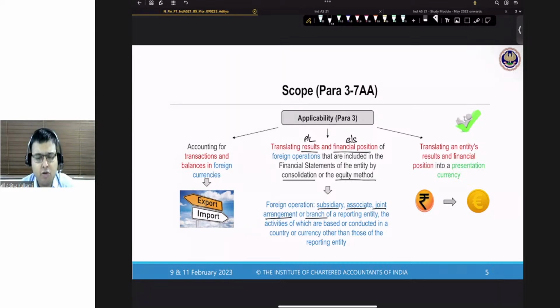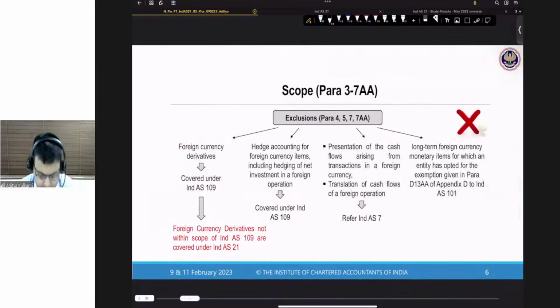I presume you know all these terms by now. Subsidiary, Ind AS 110. Associate and joint arrangements, we've done Ind AS 111, Ind AS 28. A branch of a reporting entity does not have a separate Ind AS. It is the general accounting principles that apply for head office vis-a-vis branch accounting. Of which these are based or conducted in a country or currency other than those of the reporting entity. And finally, translating an entity's results and financial position into a presentation currency.